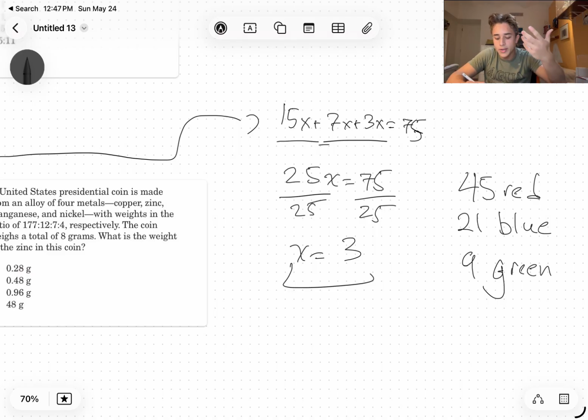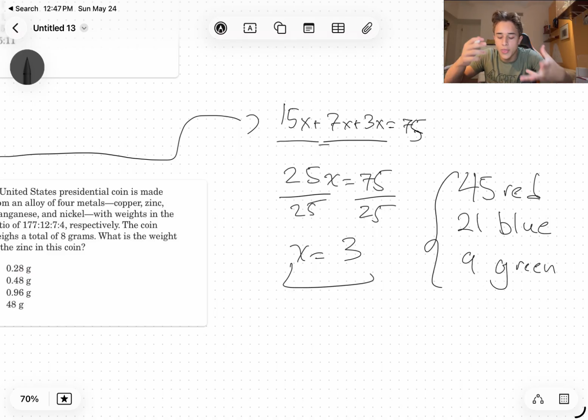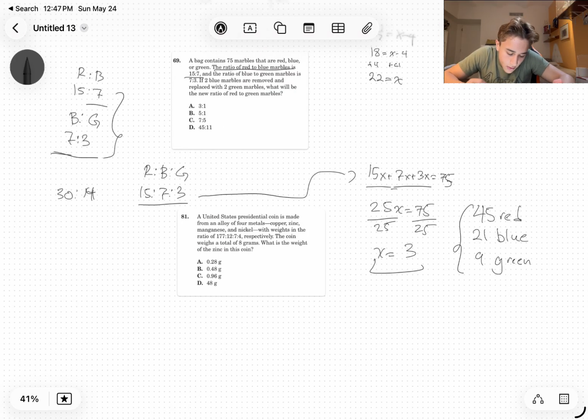So if you notice, these fit our ratio of 15 to 7 to 3. And also, if you add them up, 45 plus 21 plus 9 is, in fact, 75. And now the problem is saying 2 blue marbles are being removed and 2 green marbles are being added.